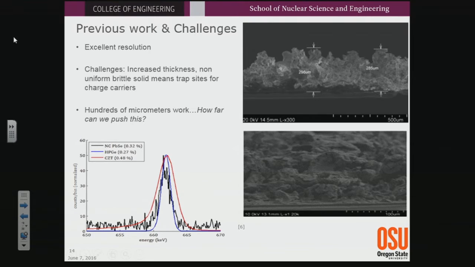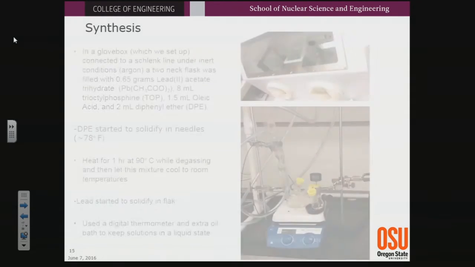So some of the challenges: we want increased thicknesses. We want things that don't look like brittle solids with trap sites for charge carriers. I think some of the pictures encapsulate this. This is not the best type of material, not the best for extracting charge. So I guess the question is, if hundreds of micrometers work, can we push this to the millimeter scale? That's what I was looking to do within this work. And so, how did I do that?